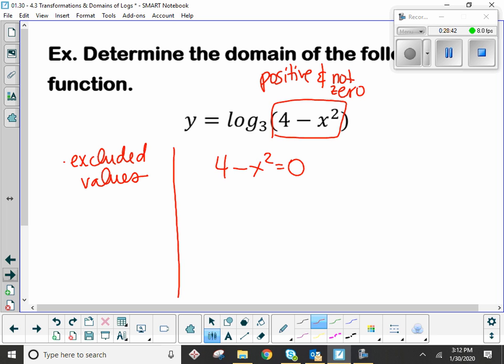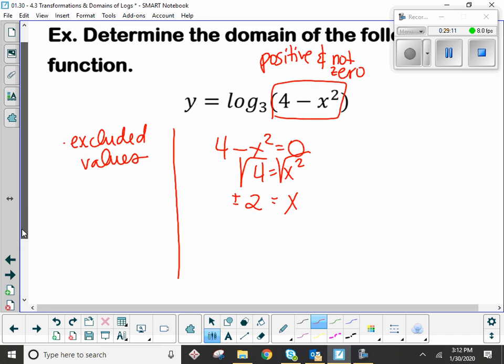And then you solve. You add x squared to both sides. You square root both sides. And you don't forget your what's that everybody forgets, plus or minus. How many excluded values is that? 2. These are the 2 numbers that when you plug it in would give you 0. And you can't take log of 0. So those are bad. We want to avoid them.